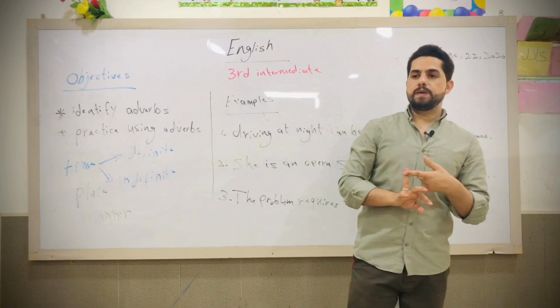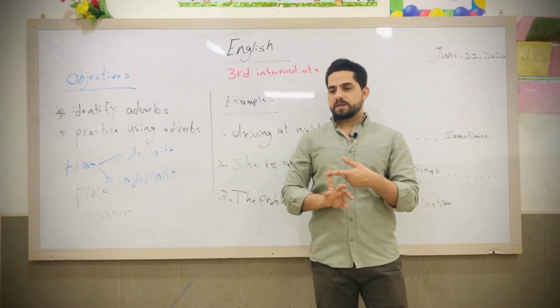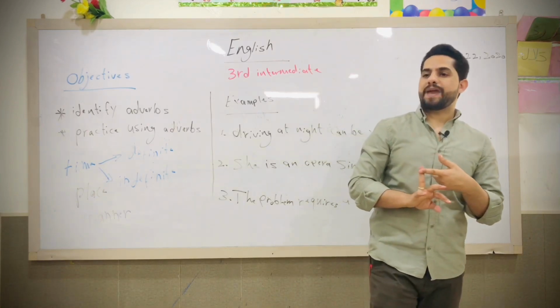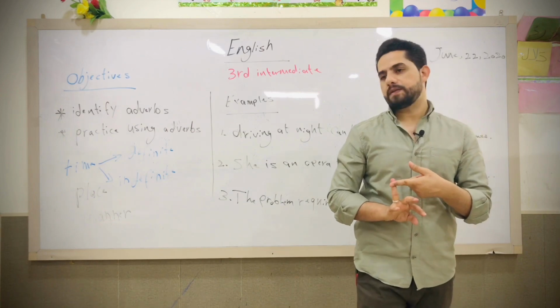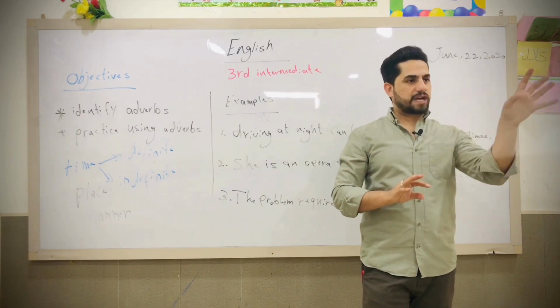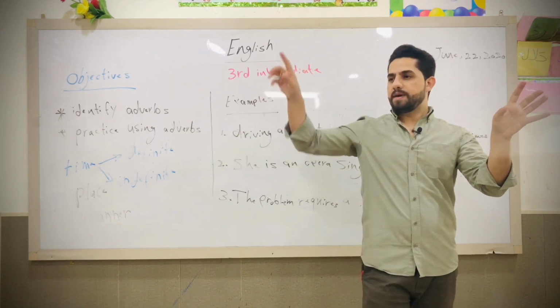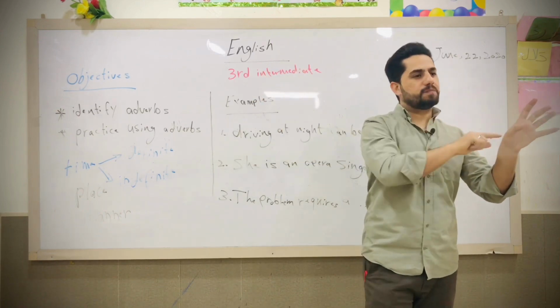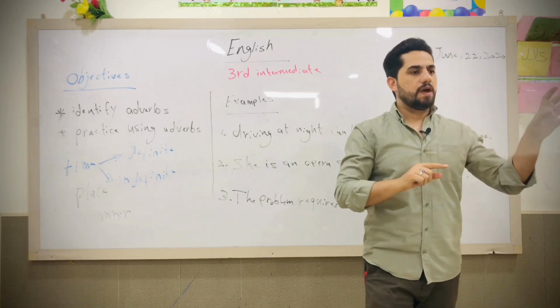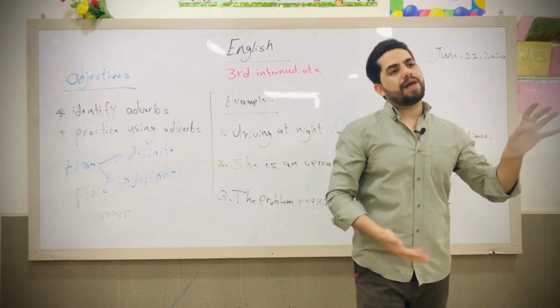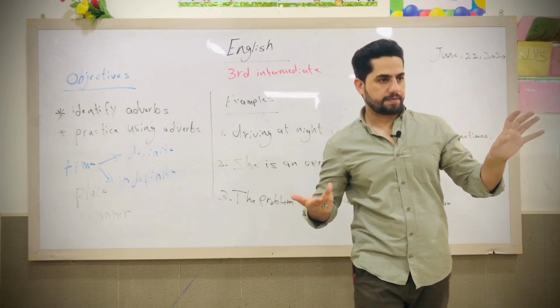Let me give you an example. Mustafa traveled to Paris last month. Now, traveled is the action. Last month is the adverb of time. Last month added extra information to the action. Well, when did he travel? Well, he traveled last month.